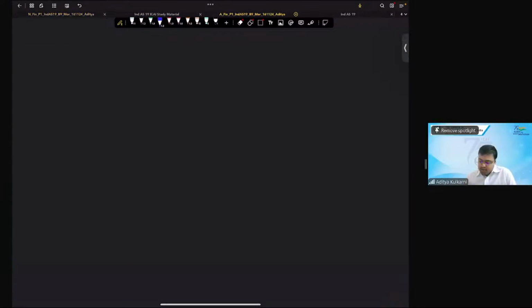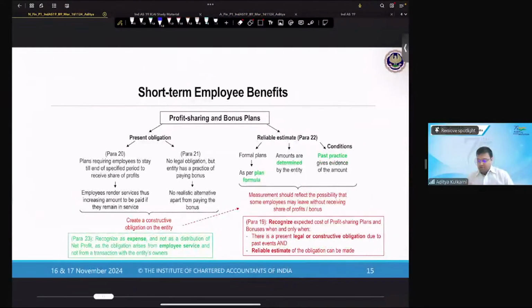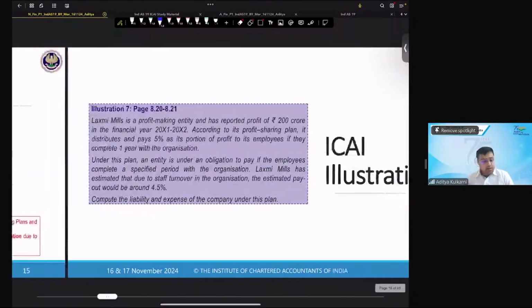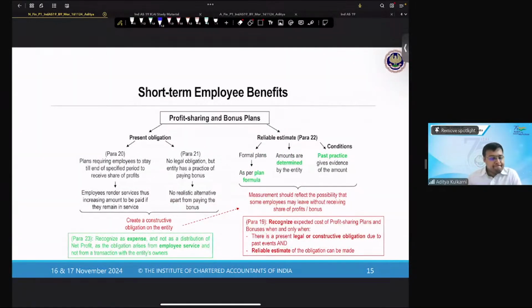So I think with this, we are done with leaves. We are done with short-term compensated absences. Anybody has any doubt so far? Couple of questions are still there. Any doubts on compensated absences? Okay, fine. So let us then move on to the next one, which is profit sharing and bonus plans.